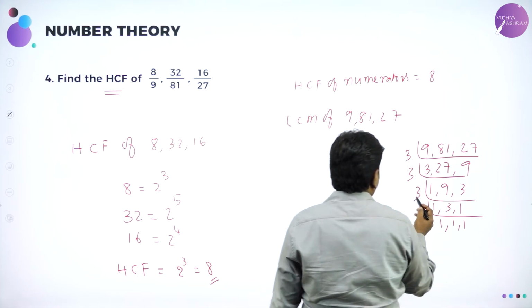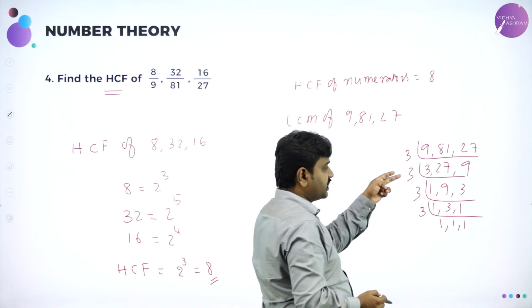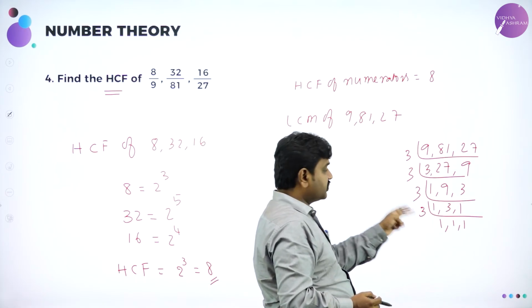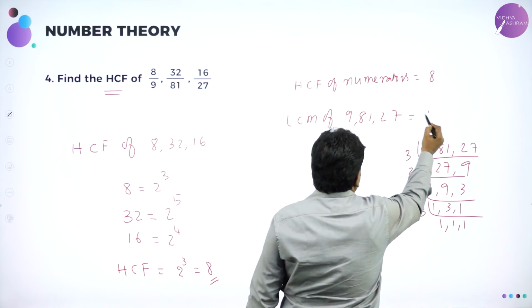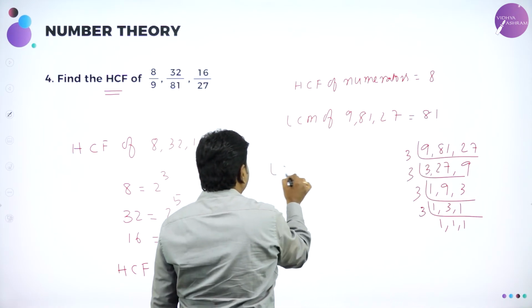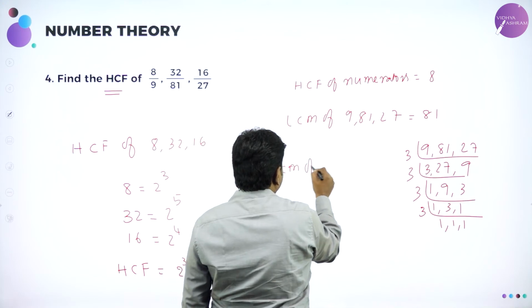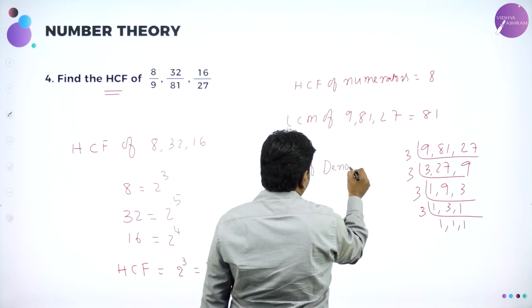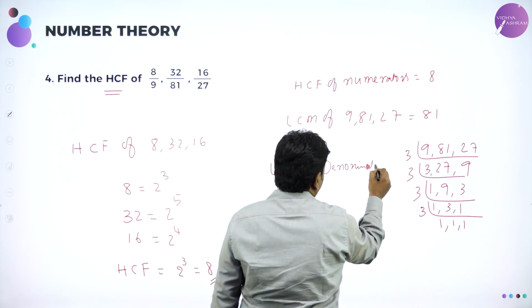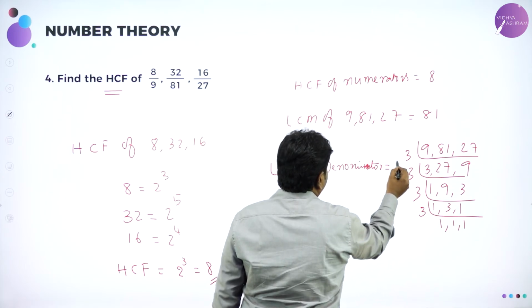So I can write LCM as the product of these. 3 3s are 9, 3 9s are 27, 3 27s are 81. So LCM is 81. So I got the LCM of the denominators. What is the LCM of the denominators? The LCM of the denominators is equal to 81.